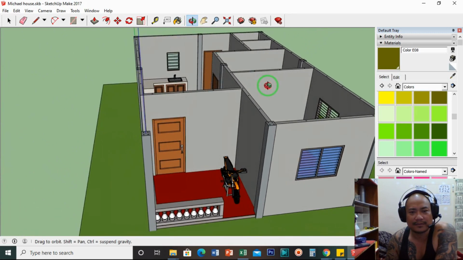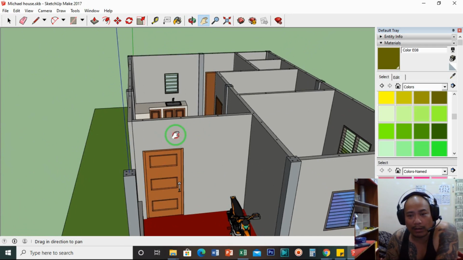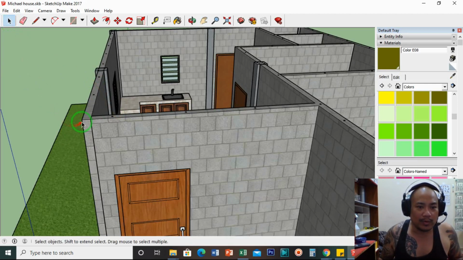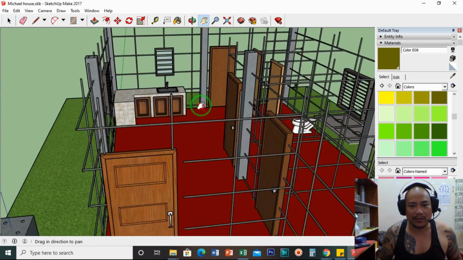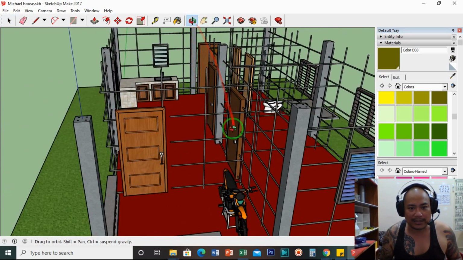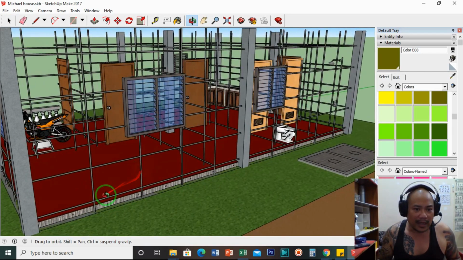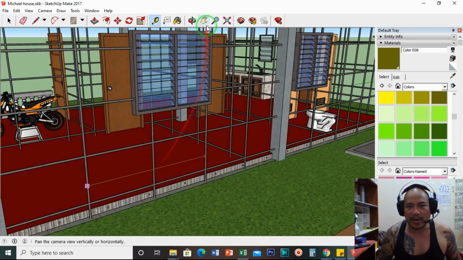So now I will remove the wall. By removing the wall, you can see all the formation of the rebars. The distance of my rebars, my friend, is 60 by 60. I think this is not 60 by 60. I forgot the distance. Yes, 60 by 90.